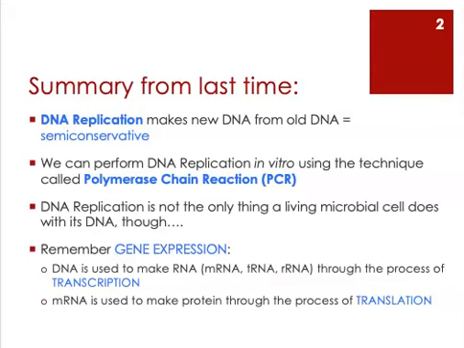If you remember from last time, we said that DNA replication is a process that makes new DNA from existing DNA. And it's a process that uses a semi-conservative mechanism. That means that each of the old strands of DNA are used to make new DNA, so that once DNA replication is complete, each of the two molecules of DNA contain one old strand and one new strand.